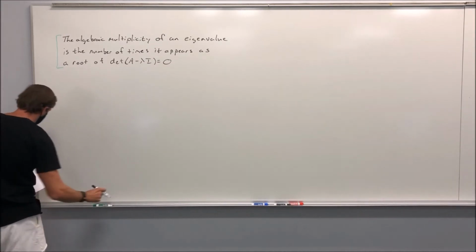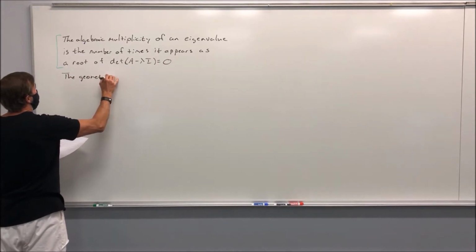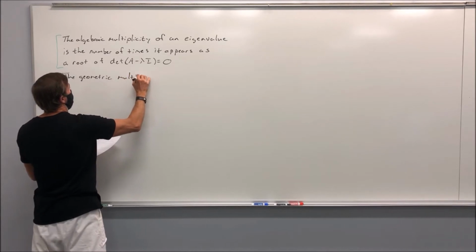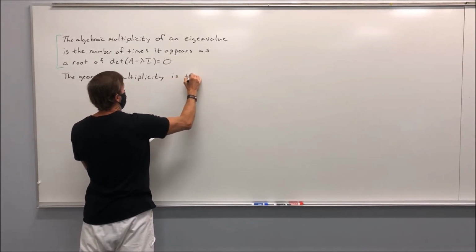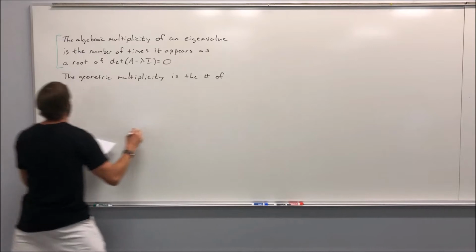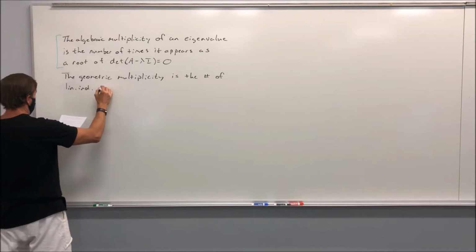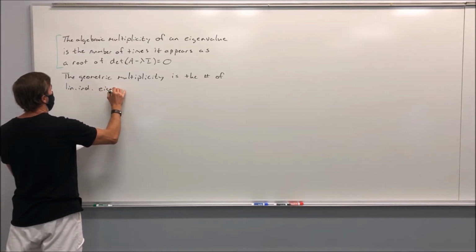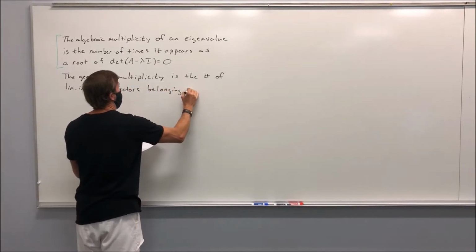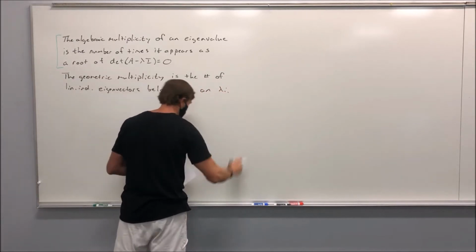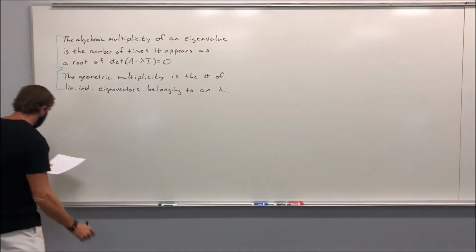And then secondarily, we have what is called the geometric multiplicity. And the geometric multiplicity is the number of linearly independent eigenvectors belonging to an eigenvalue lambda. Okay? So let me give you an example.